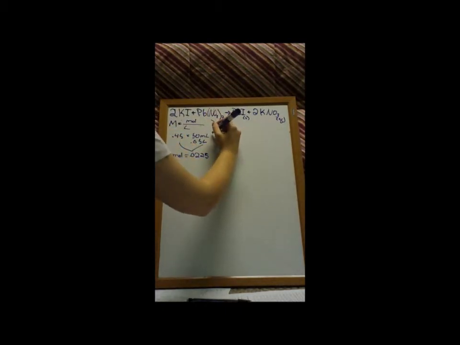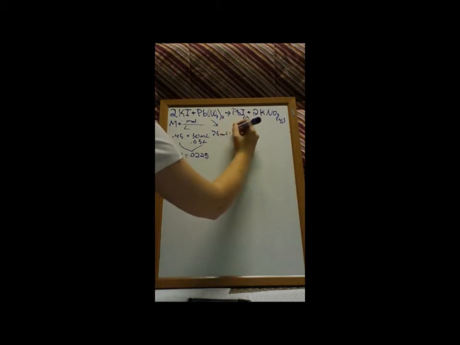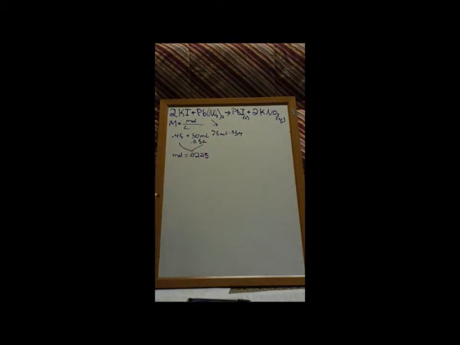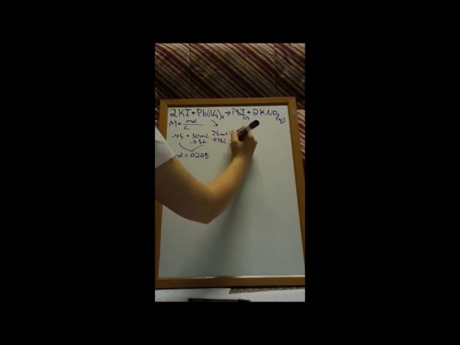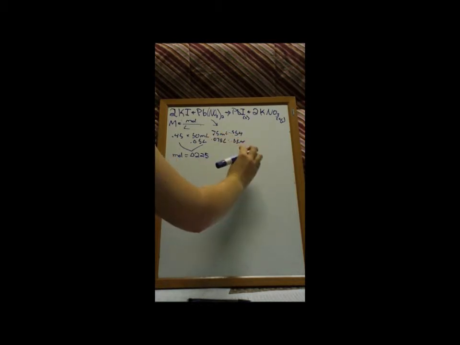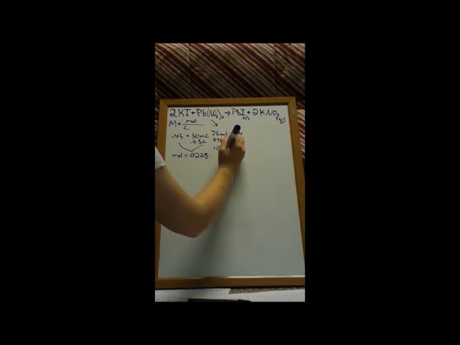Okay, and now we're going to do the same thing for our lead nitrate. We're going to multiply our 75 milliliters, which is 0.075 liters, times the 0.55 molarity solution. So the total number of moles is 0.0413.